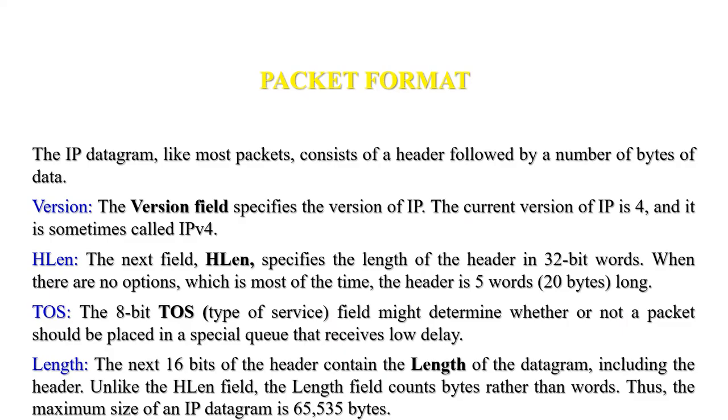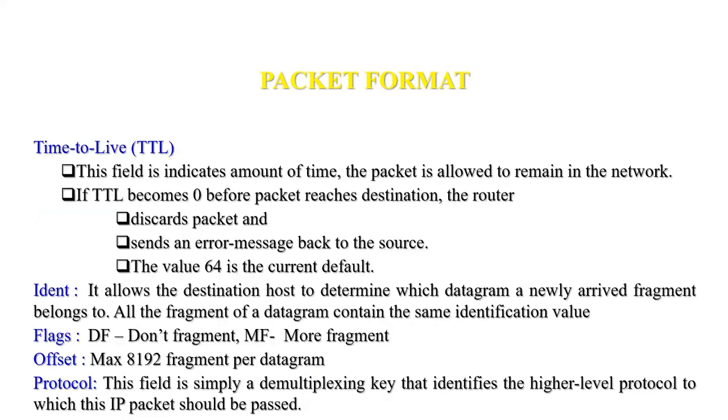The next field is TOS, that is type of service, which is of 8 bits. This field determines whether or not a packet should be placed in a special queue that receives low delay. Length. The next 16 bits of the header contain the length of the datagram, including the header. Unlike the header length field, the length field counts bytes rather than words. Thus, the maximum size of an IP datagram is 65,535 bytes.